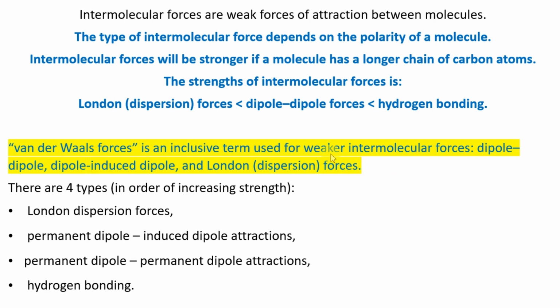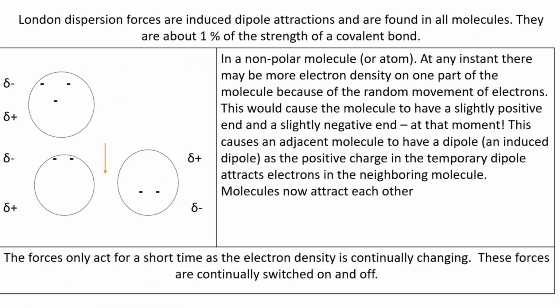So, dipole-dipole, induced dipole-dipole, and London dispersion. There are 4 types. London dispersion forces being the weakest, followed by permanent dipole to induced dipole, followed by permanent dipole attractions, and the strongest hydrogen bonding. London dispersion forces are induced dipole attractions and are found in all molecules. They're about 1% of the strength of a covalent bond.